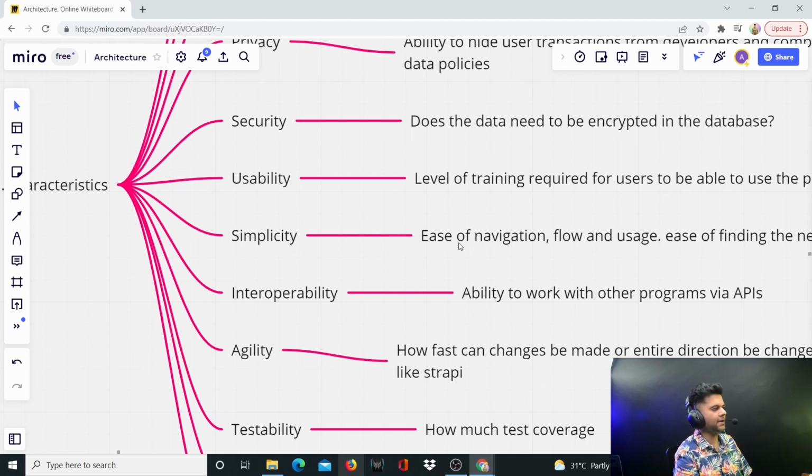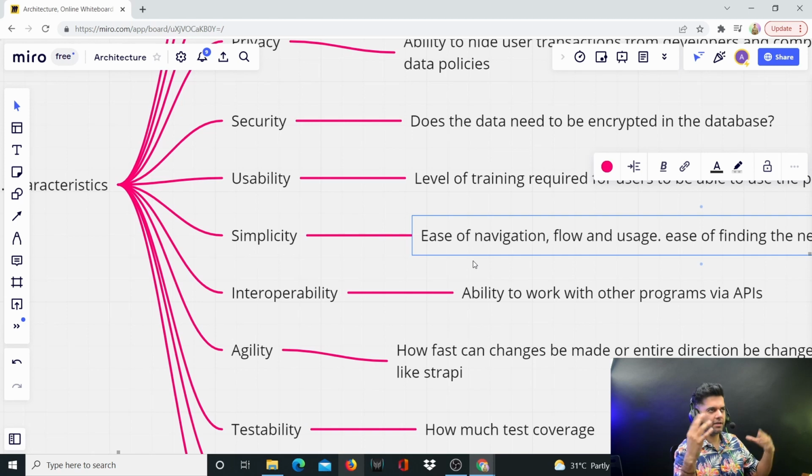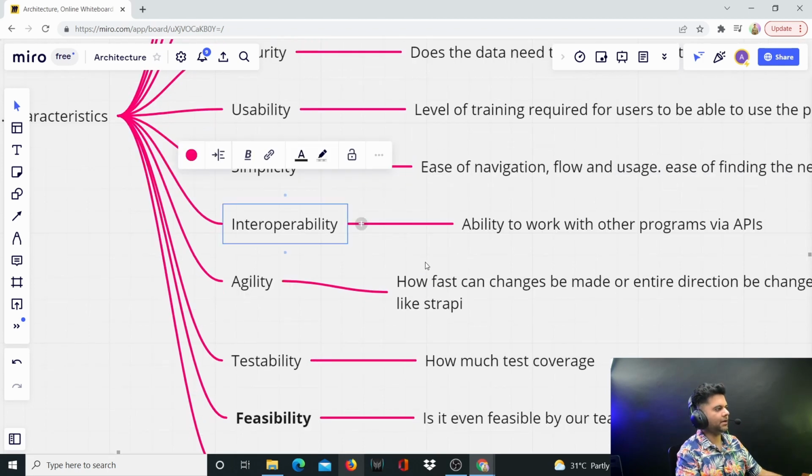Simplicity is basically how easy is it for you to find the information that you're looking for? How easy is it to navigate, the user flow, and how many steps does it take for you to get from one place to another? That's simplicity, okay.